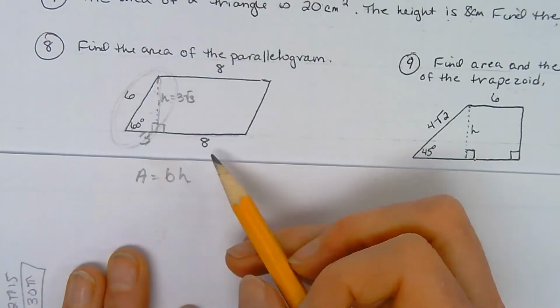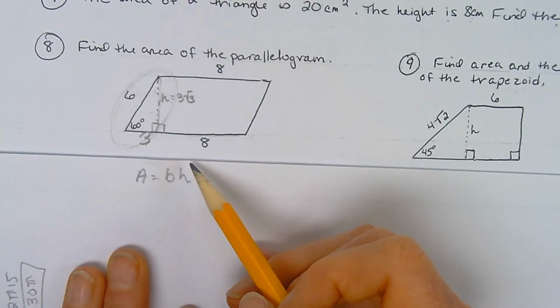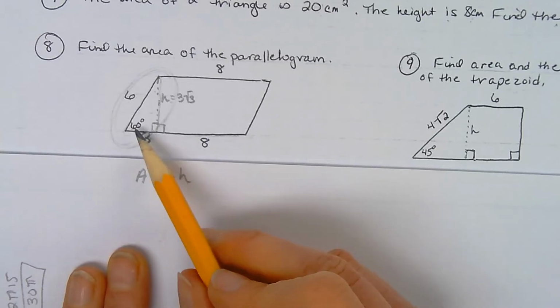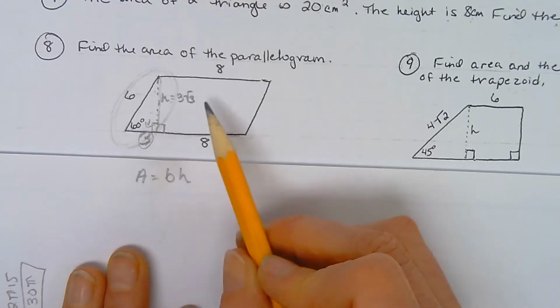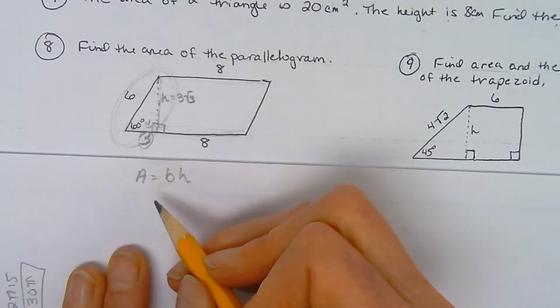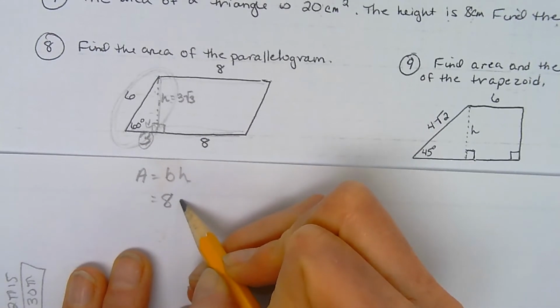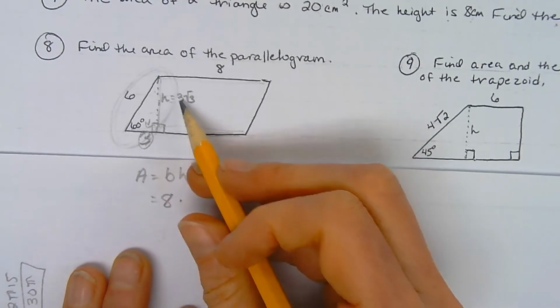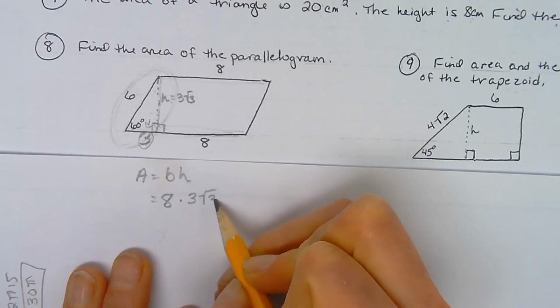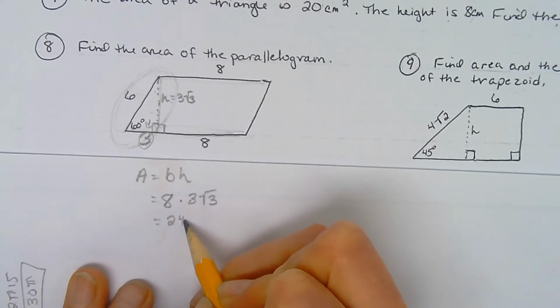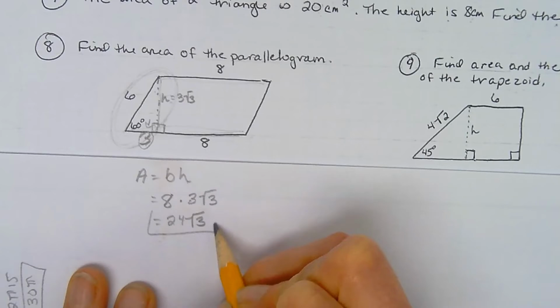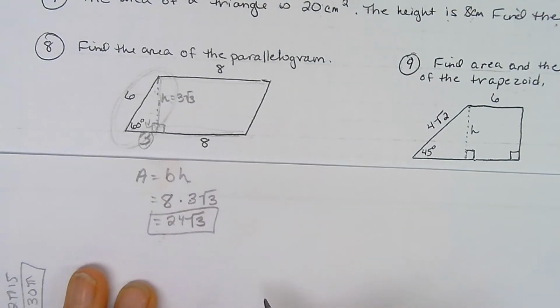So now I have enough information to find the area of this parallelogram. I have the base, which is 8. This whole thing is 8. This little piece right here is 3, but this whole thing is 8. So 8 times the height, which is 3 rad 3. And then I just multiply 8 times 3 on the outside and get 24 rad 3. And that's the area of the parallelogram.